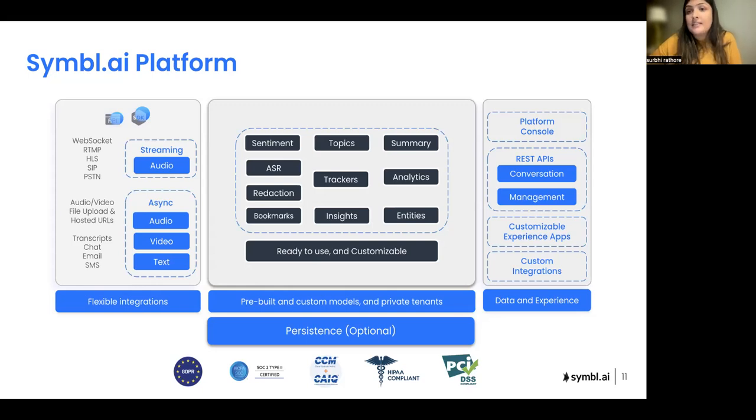We have APIs that can ingest and SDKs that can directly ingest WebSocket based audio stream. We support several protocols. We can also support SIP and PSTN based audio data as well, which is critical for telephony systems, as well as asynchronous recordings.